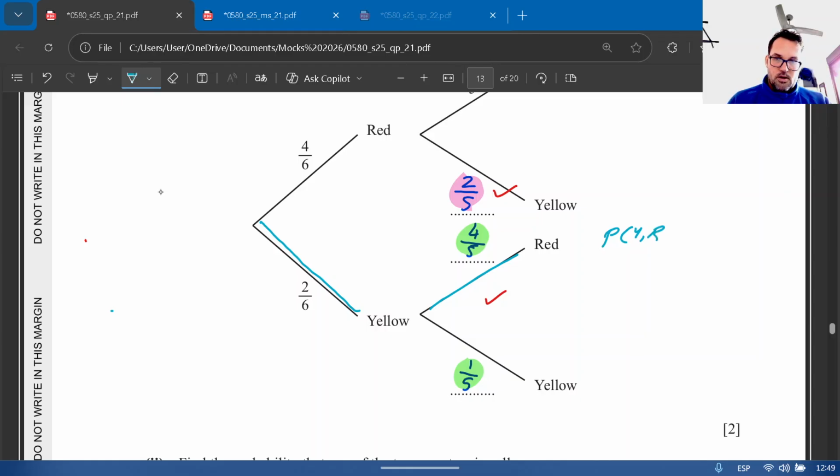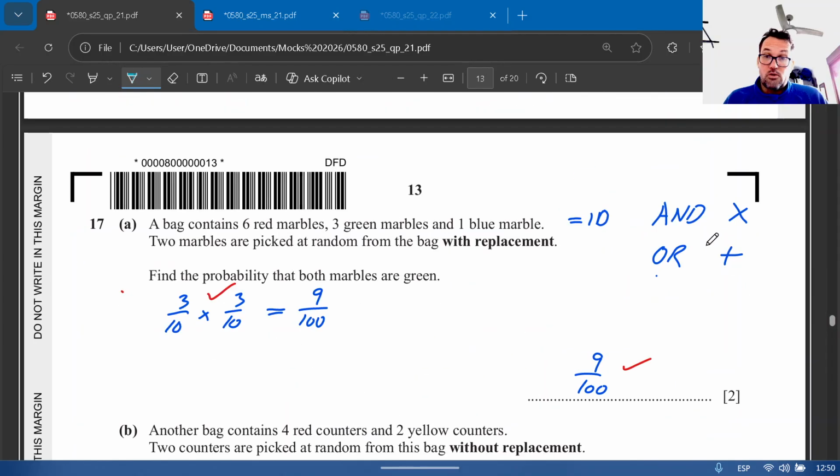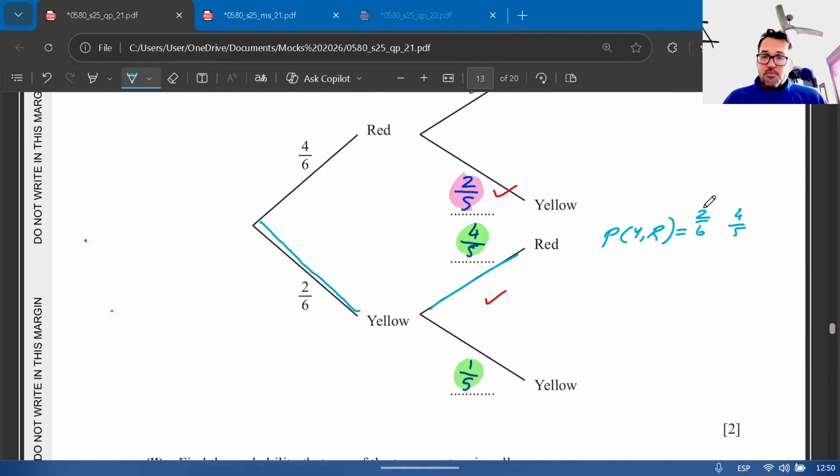That will be 2/6 and 4/5. What do we do here, add or multiply? Well, you have to pick a yellow one and a red one, not a yellow one or a red one. A yellow one and a red one for 1 to be yellow. So the and is multiplying. So picking a yellow one and then a red one will be 8 out of 30.